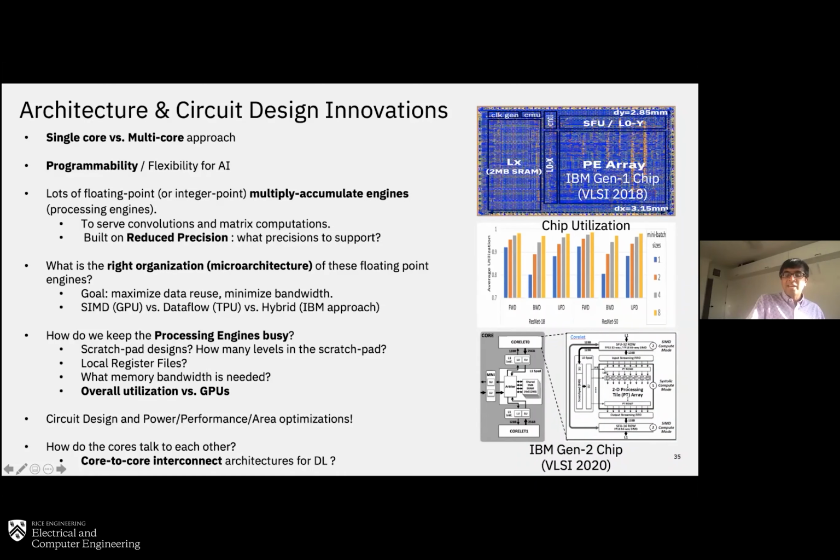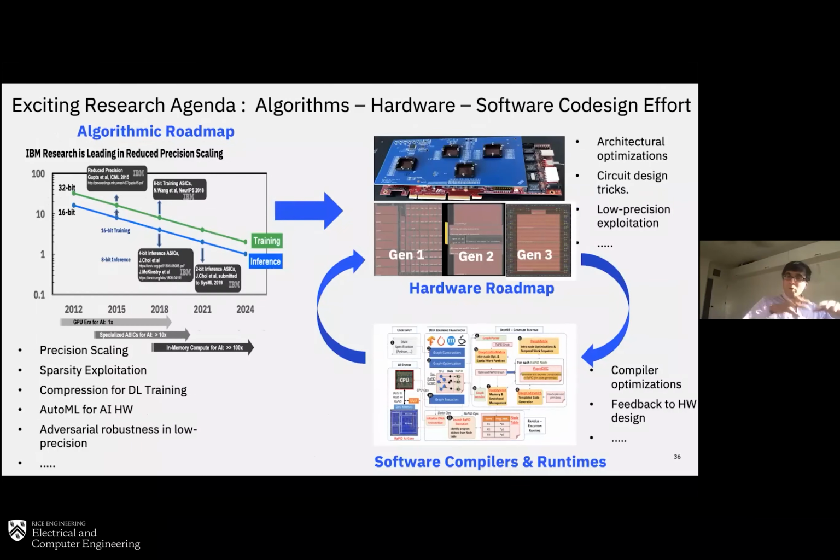So if you want to get a flavor of some of that work, I would recommend that you look at the VLSI 2020 paper, where we presented work that was done on a second generation chip in 14 nanometers, where we talked about the architecture, the microarchitecture, and the circuit design innovations that need to come together to build a state-of-the-art, high-performance, high-power efficiency AI core.